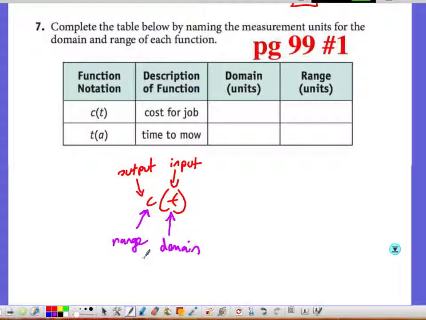And so if we want to find the units for the domain and range, we basically have to just find out what does t represent and what does c represent. T represents the hours, and so right away we can find what the units are. They're hours. And c represents the cost in dollars, and so we have dollars.